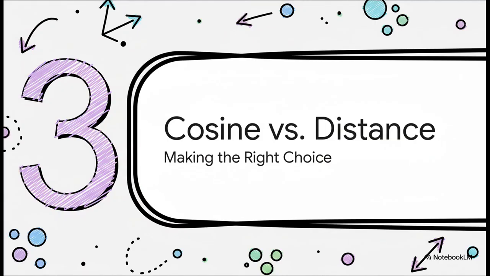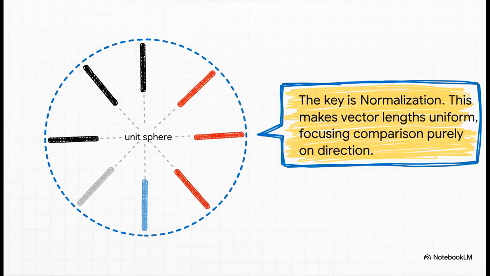Okay, so we've got 2 different tools in our toolbox. When do you use the ruler, and when do you pull out the protractor? Well, the decision really comes down to one critical and honestly often overlooked step you take with your data beforehand. And that critical step is normalization.